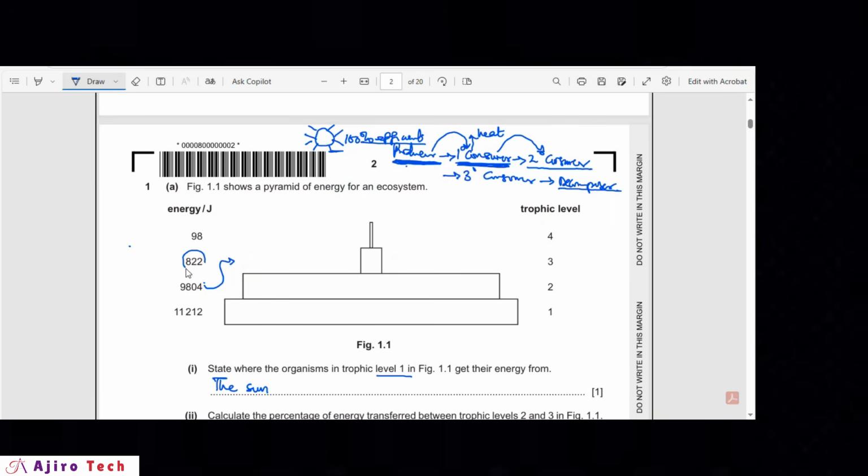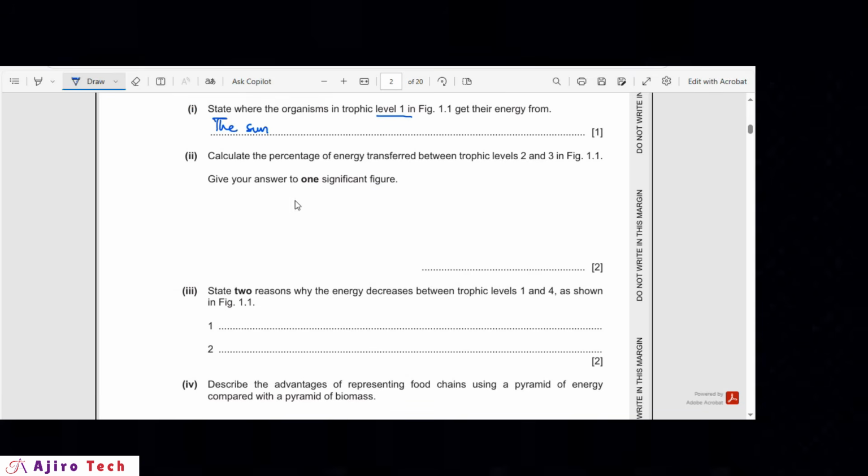And it's 822 out of 9,804. So if you're going to calculate percentage here, it should be the 822 transferred over the total amount of energy at the initial trophic level, times 100 over 1. And by the time you round off to one significant figure, you have 8% to one significant figure. We have been asked to state 2 reasons why the energy decreases between trophic levels 1 and 4.